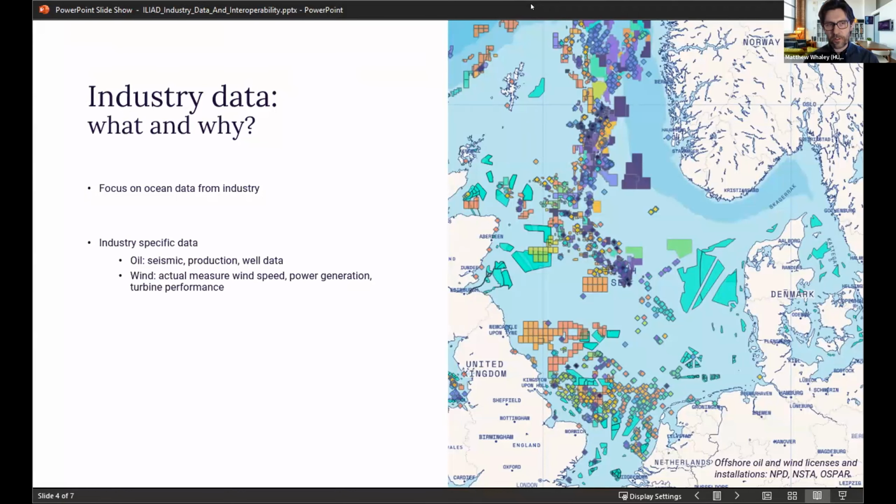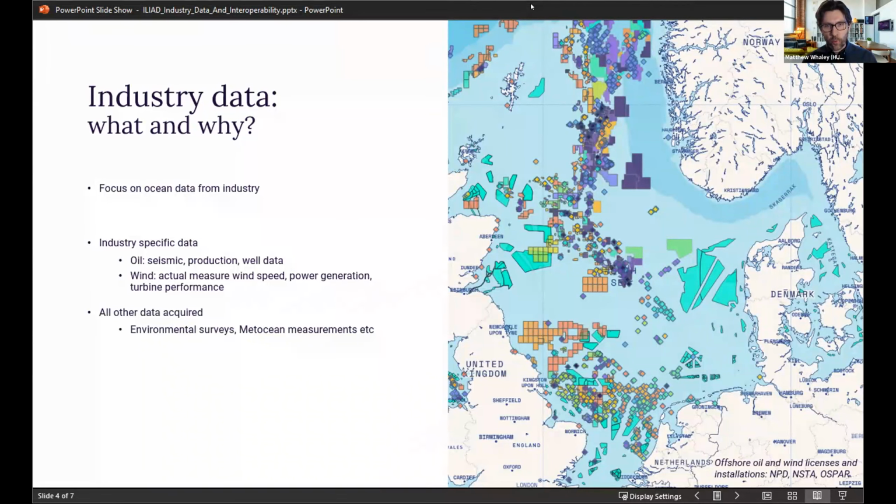But if we focus on that, we can divide into oil and wind, and then into the very industry-specific data. This is stuff in the oil industry, like the subsurface data, seismic data, production data, well data. And on the wind side, it's the local data, like the actual wind speed at the turbines, the power generation, the turbine performance. So that's one category of the data.